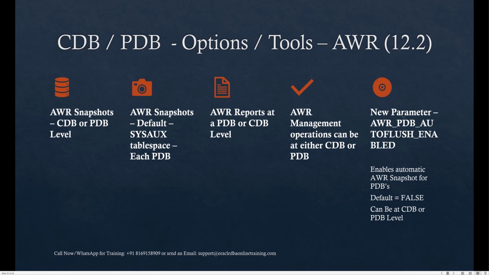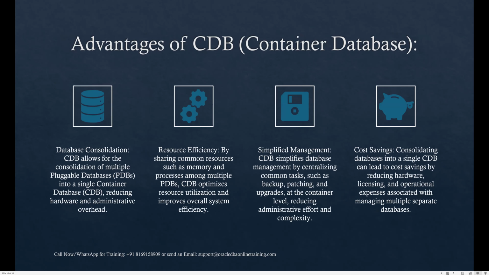So we have one of the new parameters which says AWR_PDB_AUTOFLUSH_ENABLED. By default it is set to false, but we can make it true also. This parameter basically will help you perform the automatic flushing of PDB level AWR data. So this is a few of the new features that we can utilize for managing the AWR report at pluggable database level.